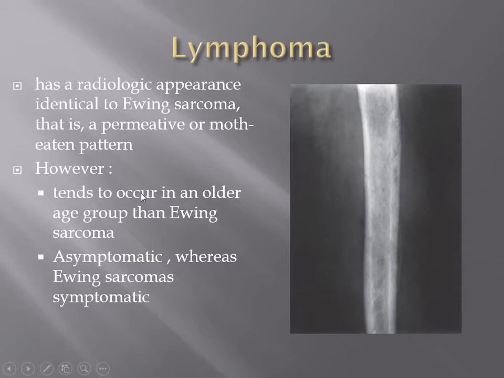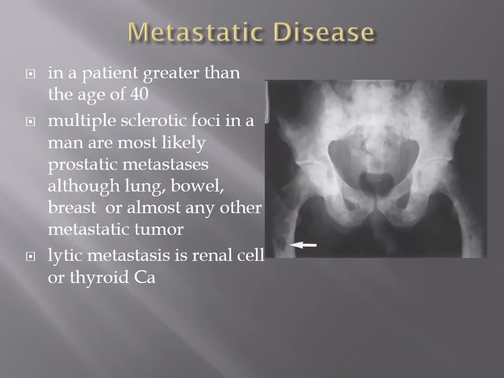Lymphoma also has a radiological appearance similar to Ewing sarcoma. It is a permeative or moth-eaten appearance. However, it tends to occur in an older age group than Ewing. In comparison, number two, it is usually asymptomatic, while Ewing sarcoma patients usually present with fever and pain.